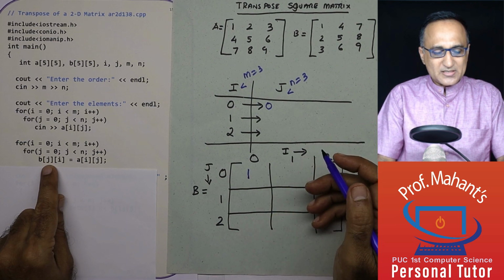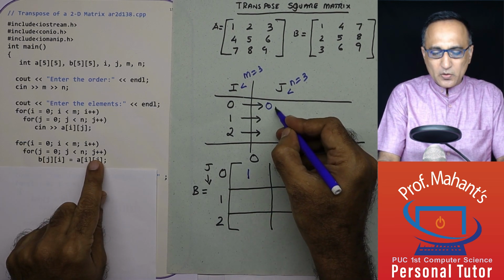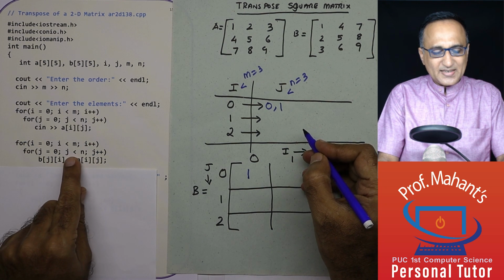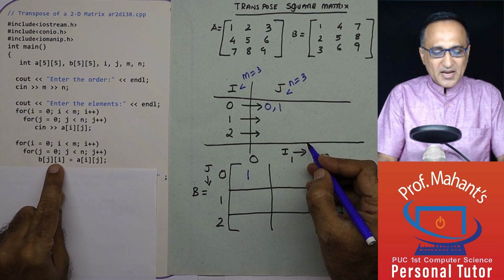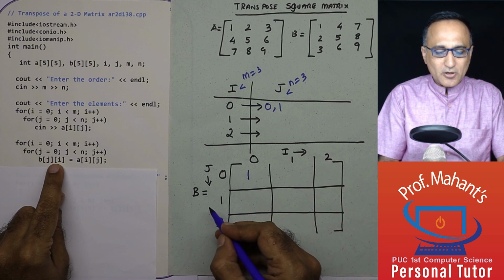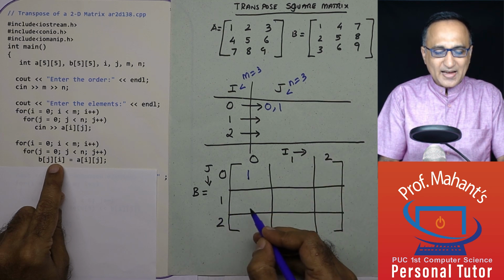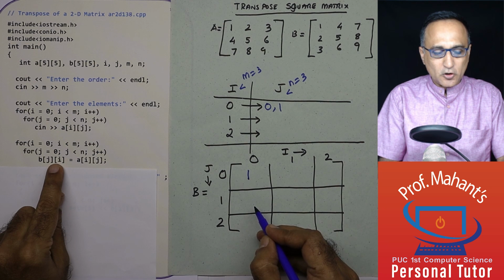Now I am increasing the value of j by 1. 1 is still less than 3. Now B of ji means now it's talking about the first row, and i is 0. First row, 0th column.